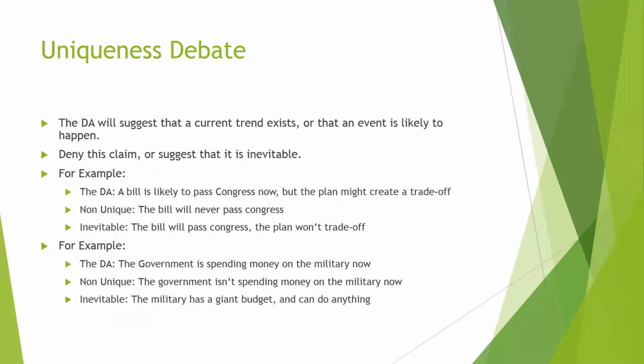The second example. The disadvantage is that the government is spending money on the military now. A non-unique argument could say that the government is not spending money on the military now. An inevitability argument could be that the military has a giant budget and can buy anything it wants, so it doesn't really matter how much is spent.